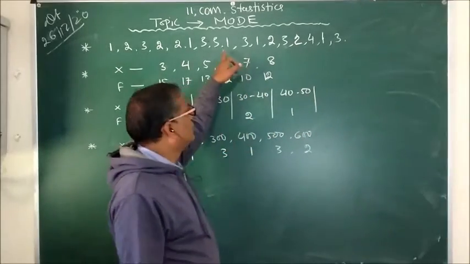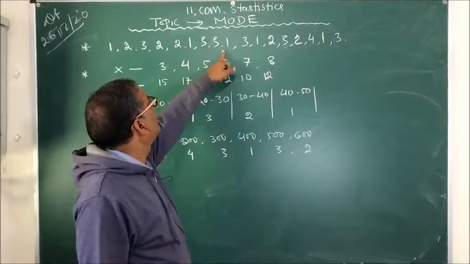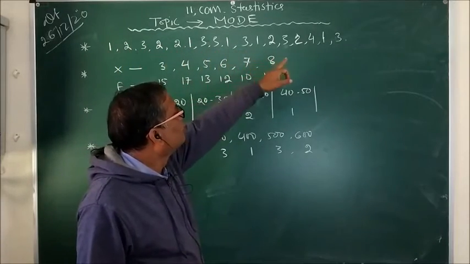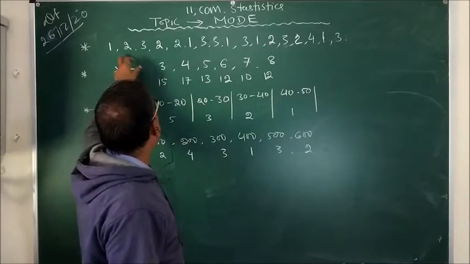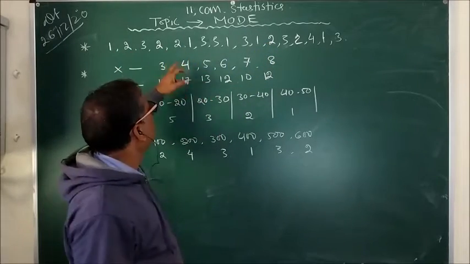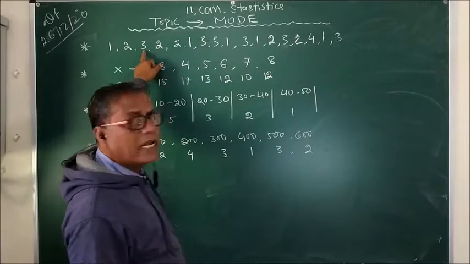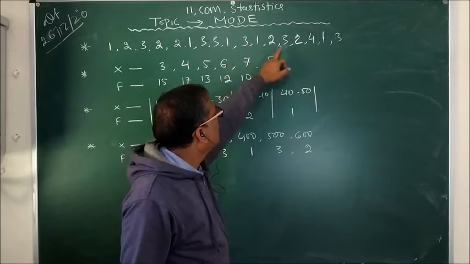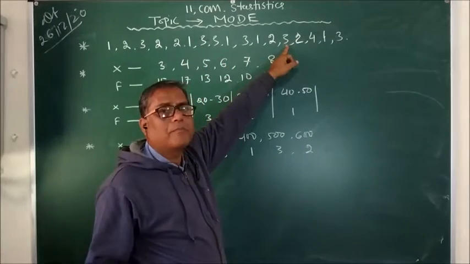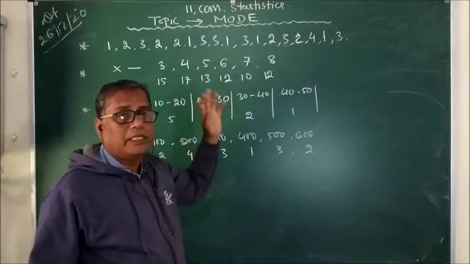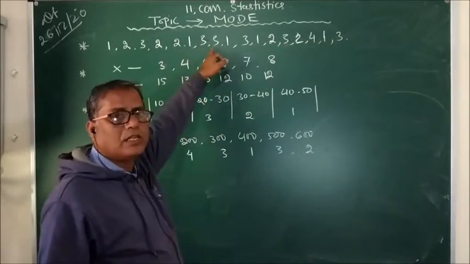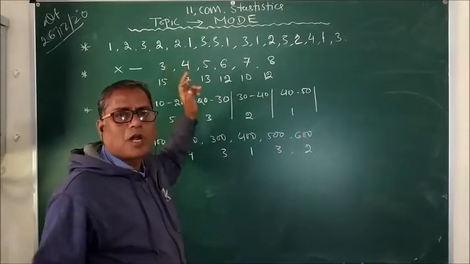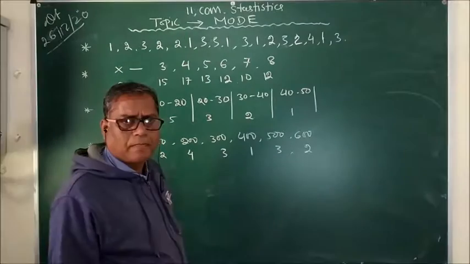So, as you can see in this first case, in an individual series, we can see the values are 1, 2, 3, 4 different values are there, and if we calculate, then we can see that number 3 appears the maximum number of times, that is 1, 2, 3, 4 and 5. So 5 times the value 3 appears in this series, that is the maximum number of times. Hence, in this series, the modal value or the mode is 3.